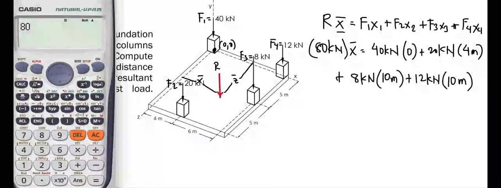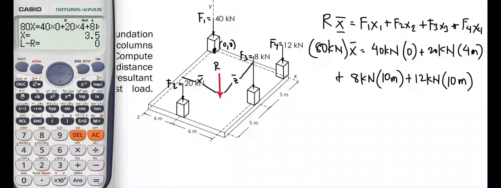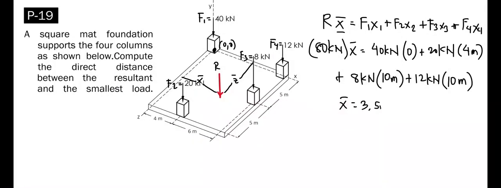So we have 80 times X bar equal to 40 times 0 plus 20 times 4 plus 8 times 10 plus 12 times 10. That is equal to 3.5 meters. Now to solve for its distance along the z-axis, let's just replace x bar with z bar, and all x has to be z.